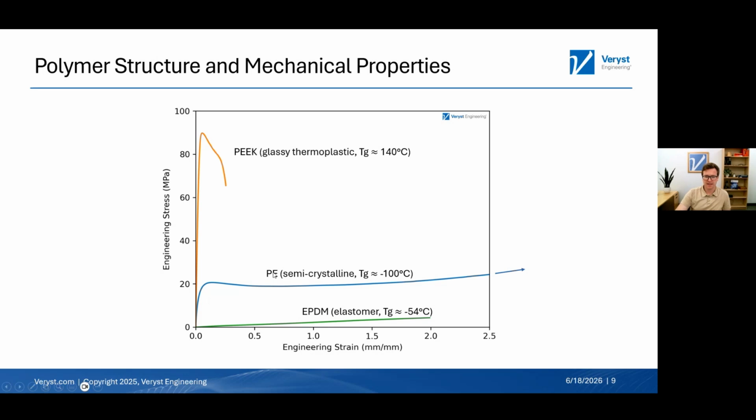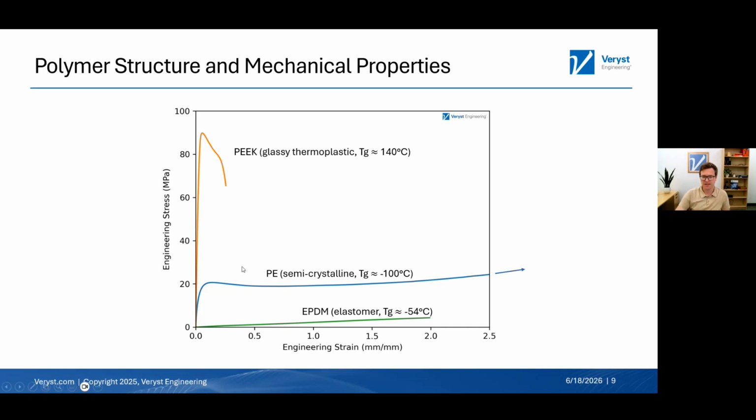But in contrast, compare that to the blue line, which is polyethylene. That's a semi-crystalline material. It has a glass transition temperature that's even lower than EPDM, about minus 100 degrees Celsius. But we have a much higher modulus. The stress strain curve is much steeper at low strains. And we have this extended draw region that you expect from something like polyethylene, where you have a very large strain to failure, which is one of the reasons we like polyethylene, especially HDPE, so much.